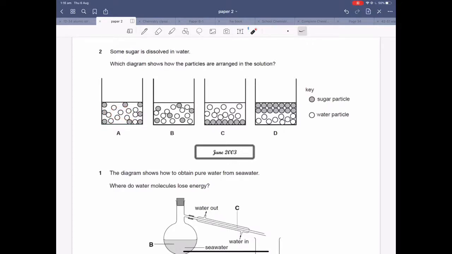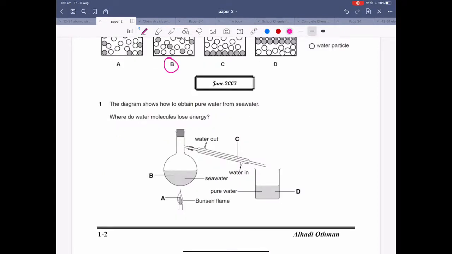With C, sugar particles are all at the bottom, as if they've sunk like a solid, and the water particles are above them. So again, that's not evenly distributed. And D is the opposite way around to C. So again, that's not even distribution. The one which shows evenly distributed particles is B. As you can see, the sugar particles are interspersed in between the water molecules, showing even distribution. So the answer is B.